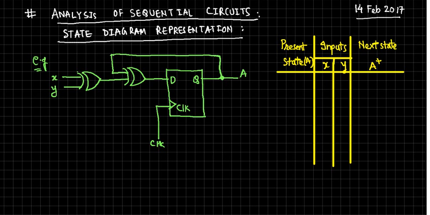Now it may happen that we may end up in any present state, and inputs may again be anything. So let's have all the combinations of present state and the inputs. So let's write, A may be 0, X, X, and so on, right?